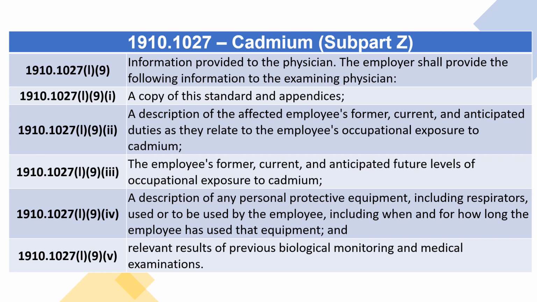1910.1027 L9 I through V. A copy of this standard and appendices. A description of the affected employee's former, current, and anticipated duties as they relate to the employee's occupational exposure to cadmium. The employee's former, current, and anticipated future levels of occupational exposure to cadmium. A description of any personal protective equipment, including respirators, used or to be used by the employee, including when and for how long the employee has used that equipment, and relevant results of previous biological monitoring and medical examinations.